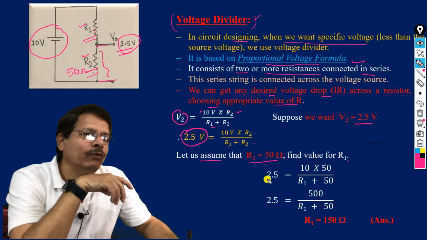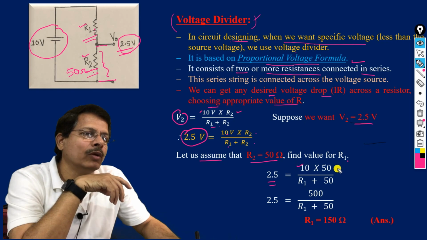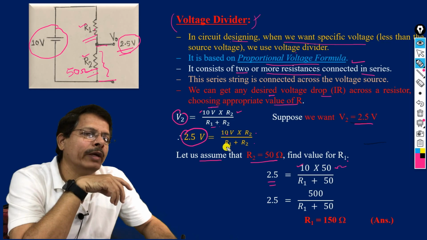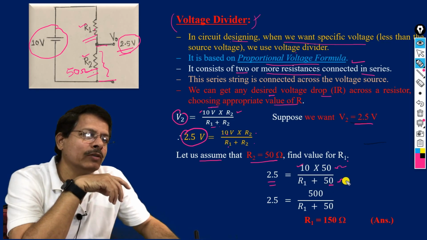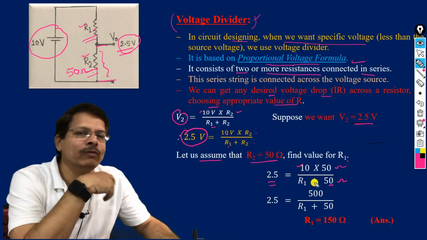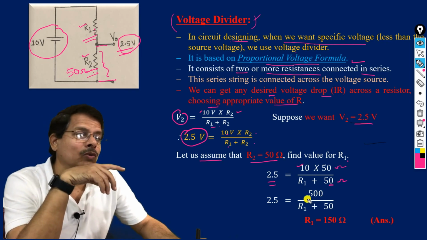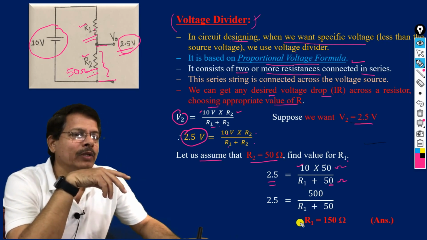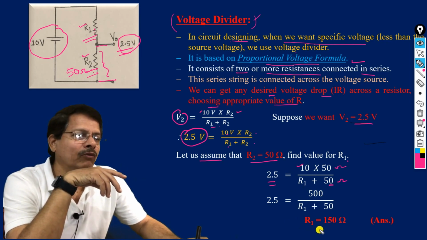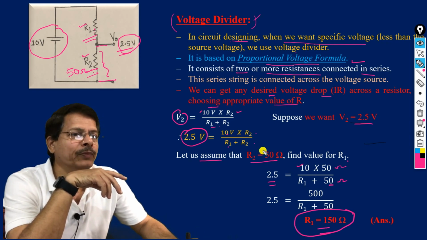So now V2 is 2.5 volt, VT is 10 volt, R2 is 50 ohm, divided by the sum of R1 and R2. R1 plus R2 is known to us, that is 50. Now this equation is very simple to solve because there is only one unknown, R1. So you solve this expression and you try to get the value. You will find that R1 turns out to be 150 if you assume R2 to be 50.